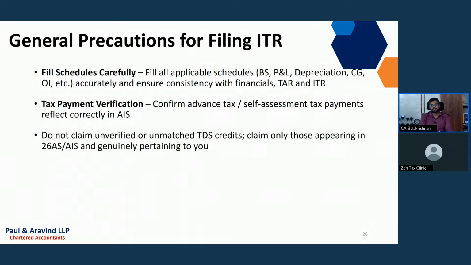And do not claim unverified or unmatched TDS credits. Just because it is appearing in Form 26AS, we cannot simply claim the TDS credit. If we claim it, then we need to offer it as income. If we didn't offer this as income but we have claimed the TDS credit, then definitely we will get a proposed adjustment stating that this income will be added to your total income, because we have claimed the TDS credit for that gross amount.